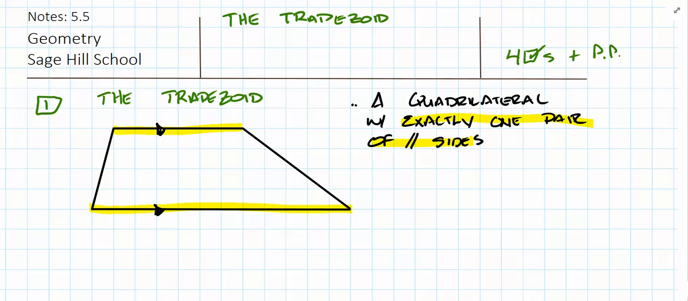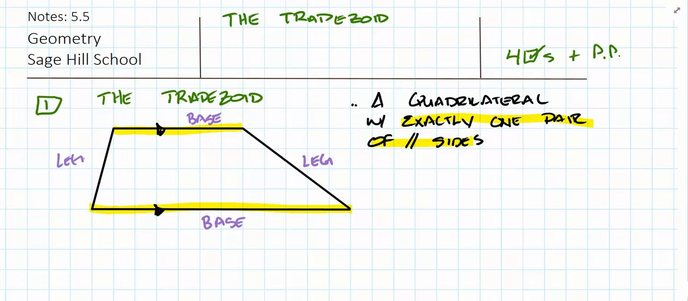Now, for the parts of our trapezoid, we consider this a base, and we also consider this a base. So the bases don't necessarily need to be on the bottom. One can be on the top. So we call those 2 the bases, and we call the other 2 legs. So we have a leg here, and we have a leg here. So a trapezoid consists of 2 bases and 2 legs. So exactly 1 pair of parallel sides.